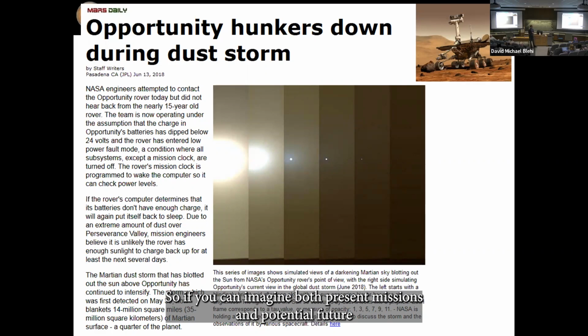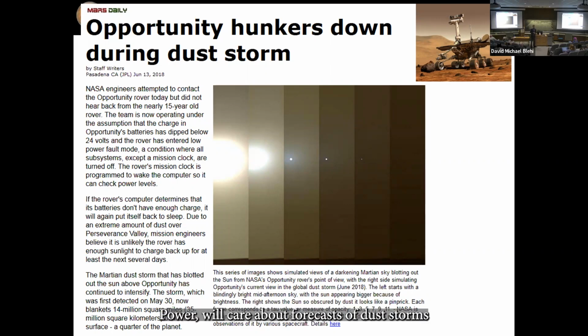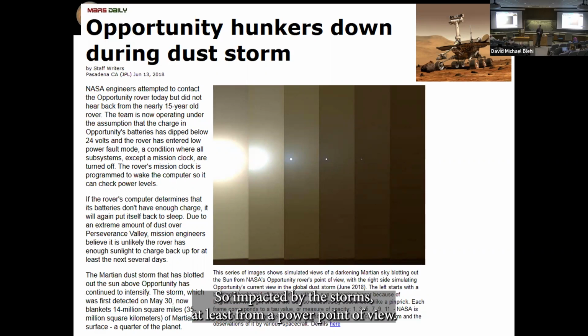If you can imagine both present missions and potential future missions, especially any of those that are dependent on solar power, they will care about forecasts of dust storms because that can significantly impact operations. Other missions like Curiosity and Perseverance use nuclear power, so they're not going to be so impacted by the storms, at least from a power point of view.